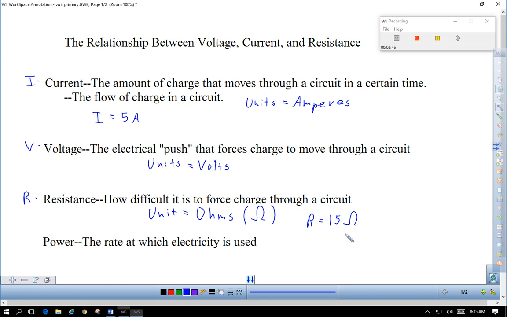And that is just a measure of how difficult it is to push that charge through there. If you have a resistance of 5 ohms, then that's less resistance and it's easier to force charge through than if it's 15 ohms. So that's just a measure of how hard it is to push charge through the circuit.